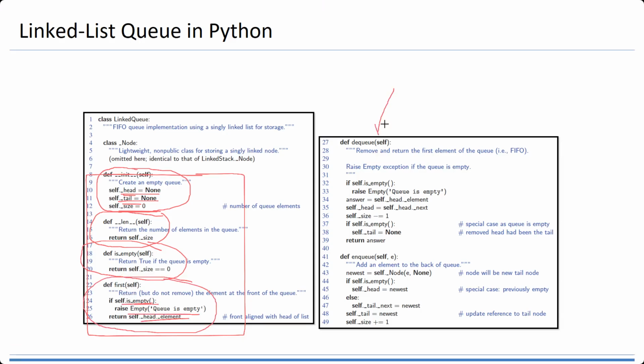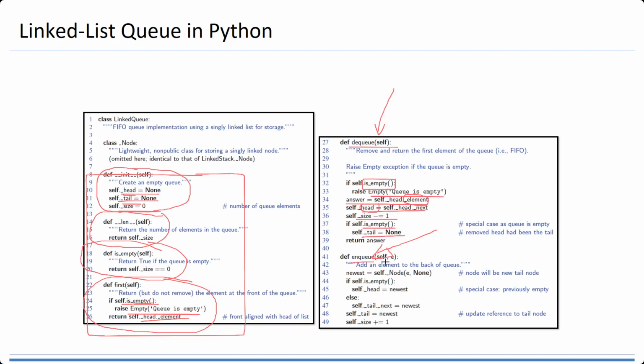There are 2 operations, DQ and NQ. For the DQ, we want to check whether it is empty or not. If it is empty, let's go to the exception. If it is not empty, let's get the head and let's get the element. Let's move the next as the head, and then the size will be reduced by 1. If it is empty, then let's set the tail to None.